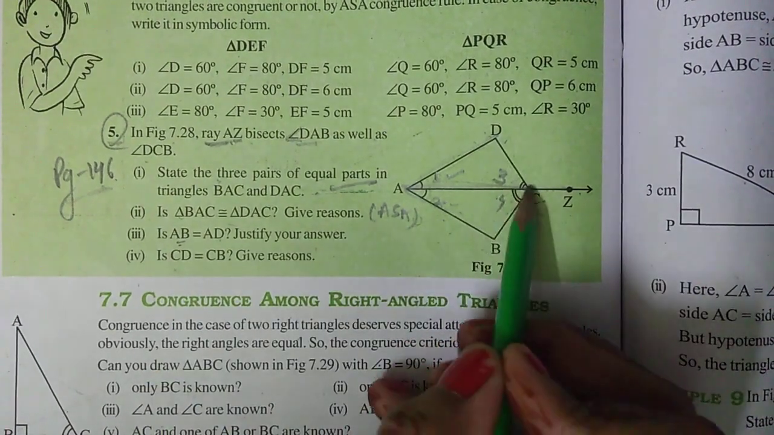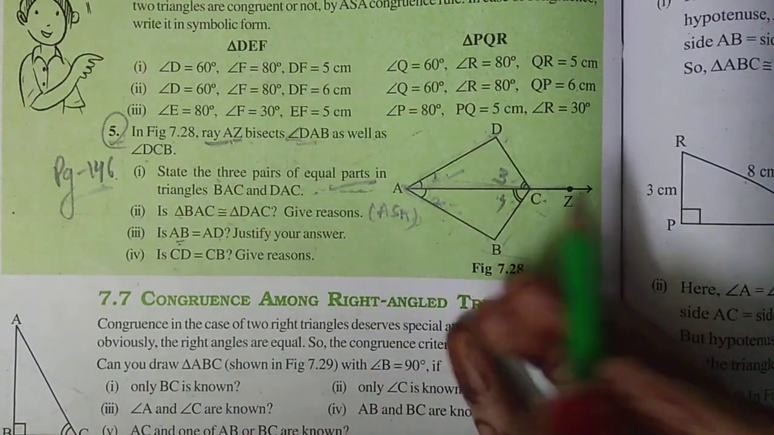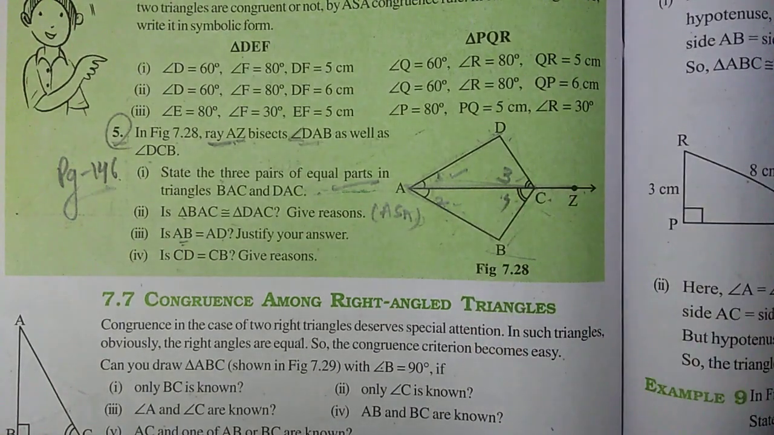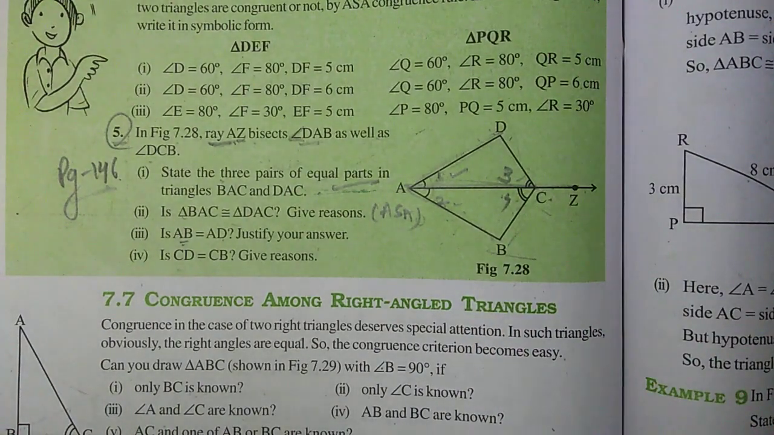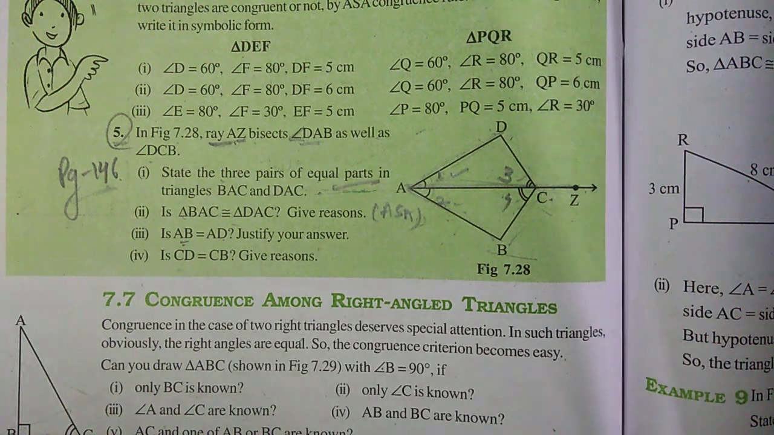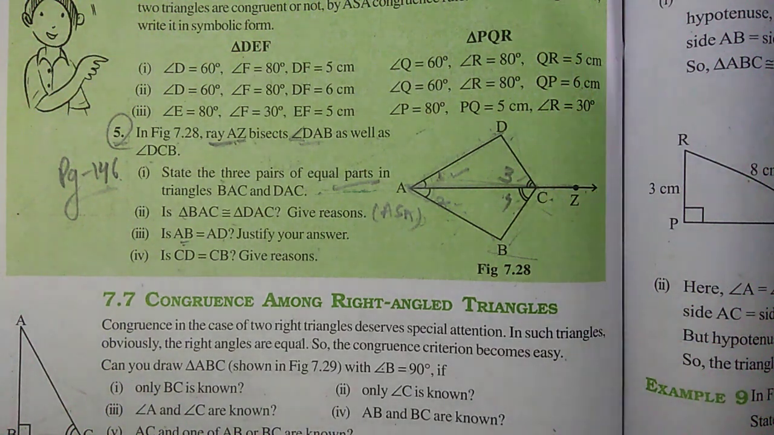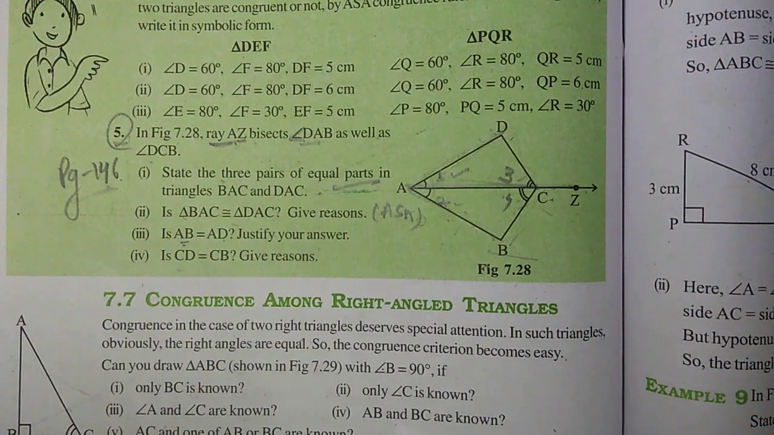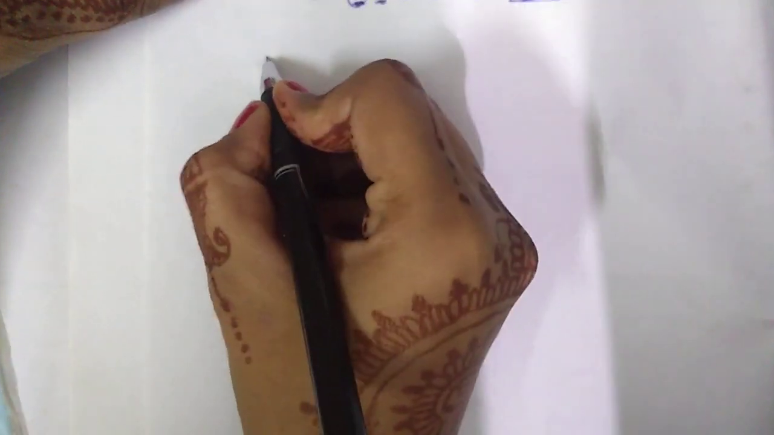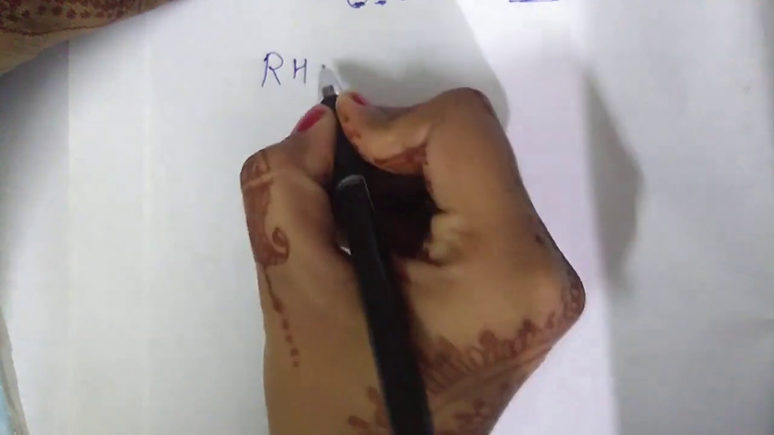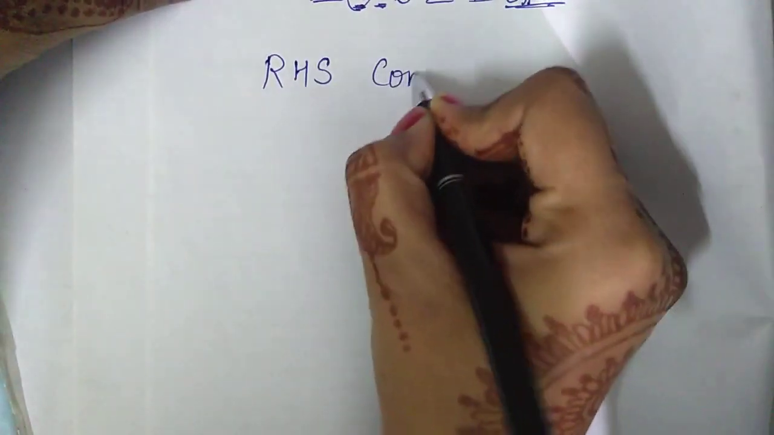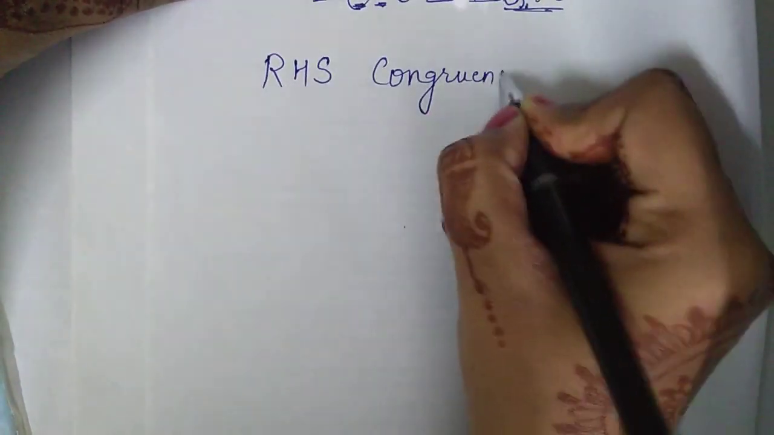Is CD equal to CB? Yes, they are also the parts of congruent triangles. Okay, so this is your second rule. Now come to the third one, that is right angle hypotenuse congruence rule. So the fourth rule that we are going to learn is the RHS congruence rule.